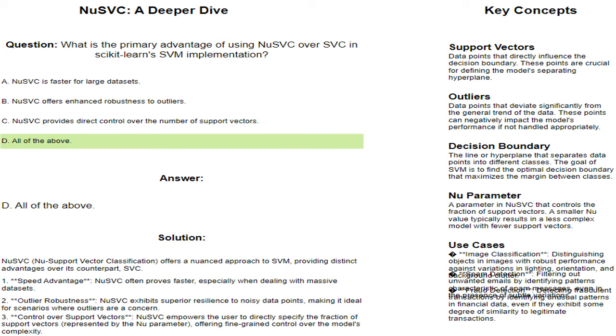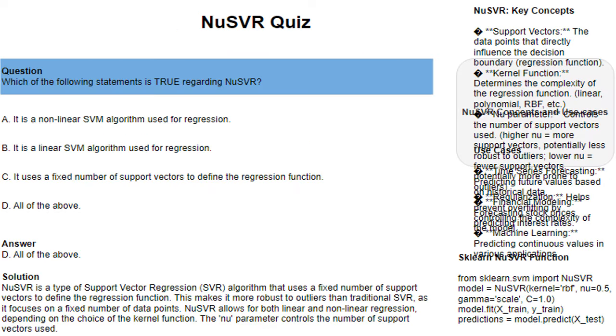Fraud detection. NuSVC can be used to detect fraudulent financial transactions. The model can learn the patterns of legitimate transactions and identify those that deviate significantly from the norm, potentially flagging suspicious activity. Which of the following statements is true regarding NuSVR?